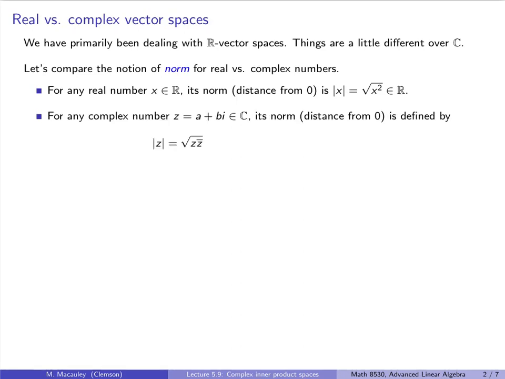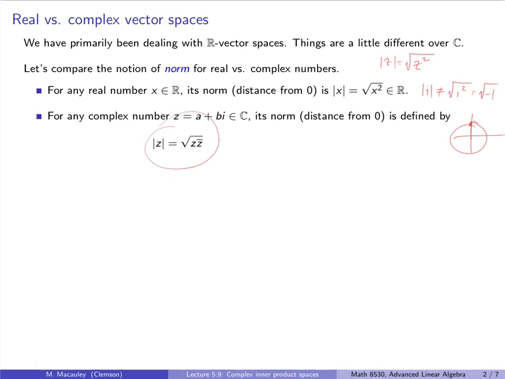For any complex number z, let's write it as a plus bi, its norm is also the distance from 0, but on the complex plane. Now, it's not right to write this as the norm of z equals the square root of z squared. For example, if z equals i, then the norm of i is not equal to the square root of i squared, because that's the square root of -1. But of course, what is the norm of i? It's just 1. It's the distance from i to 0. So how do we define that? Well, here's the right way to do it.